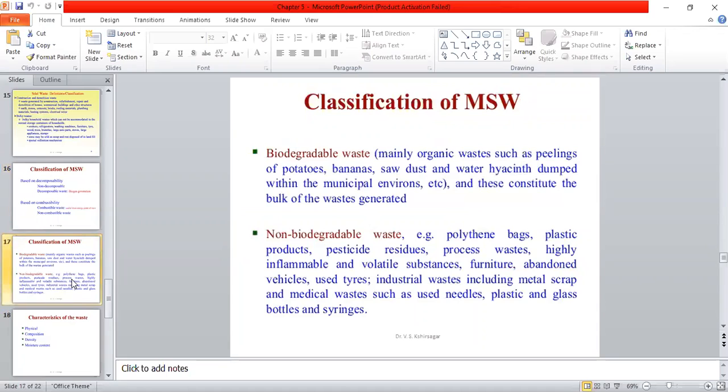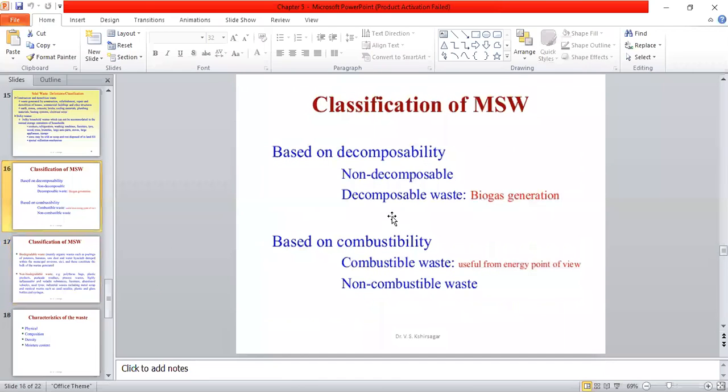Then classification of municipal solid waste. I have written it here, but I have explained everything already. So I request you to write this slide first, and then I will go to the next point. Have you finished? Shall we go to the next point?